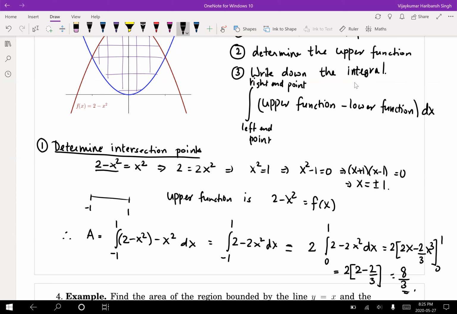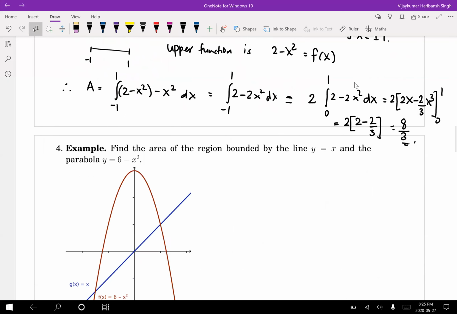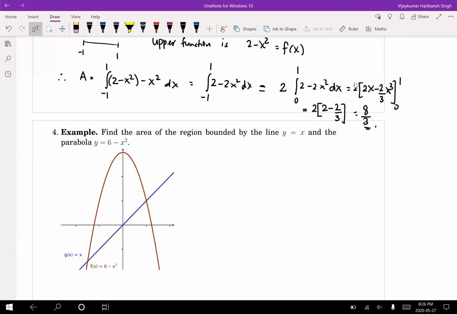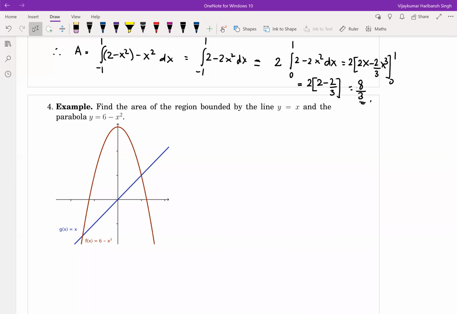Does that make sense? Okay. So let's move ahead and try to do the following problem. Find the region bounded by y equals x and y equals 6 minus x squared. So first thing is we'll compute the points of intersection to determine the endpoints.